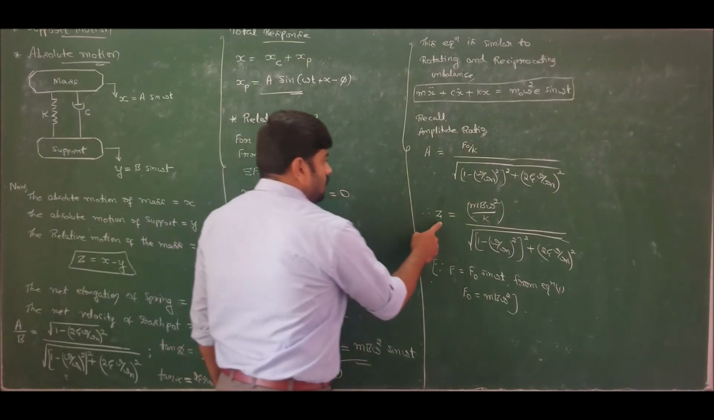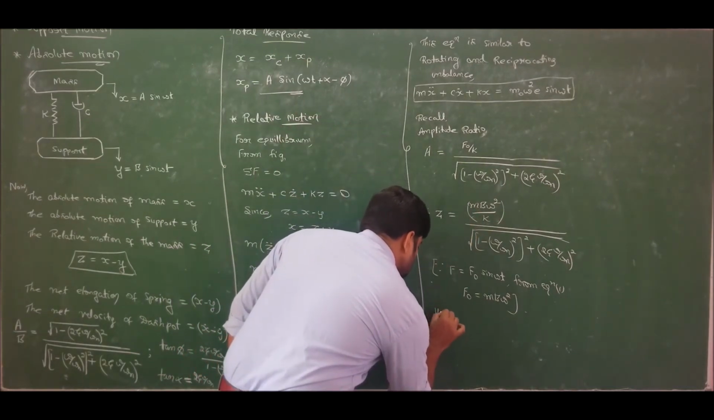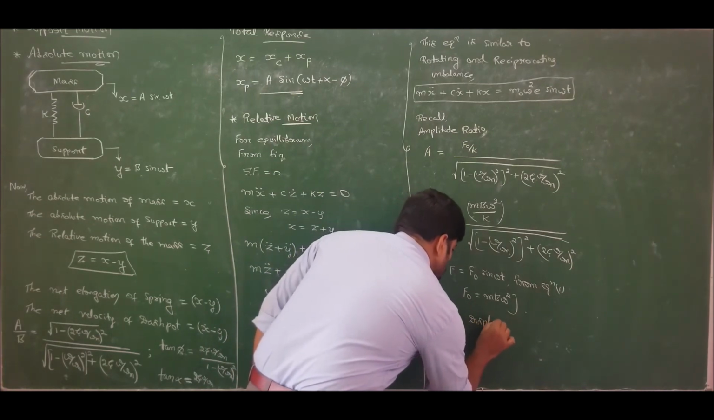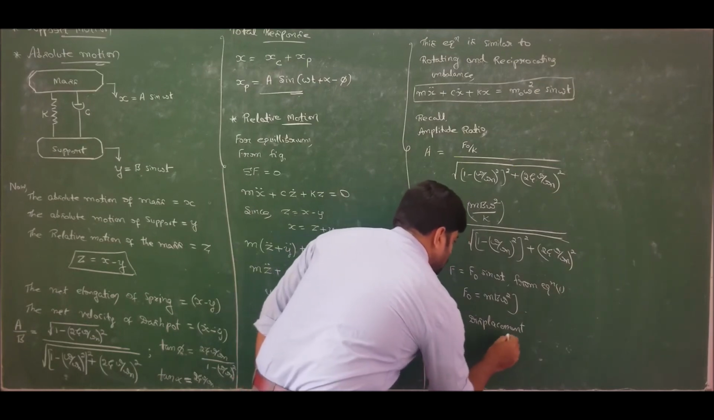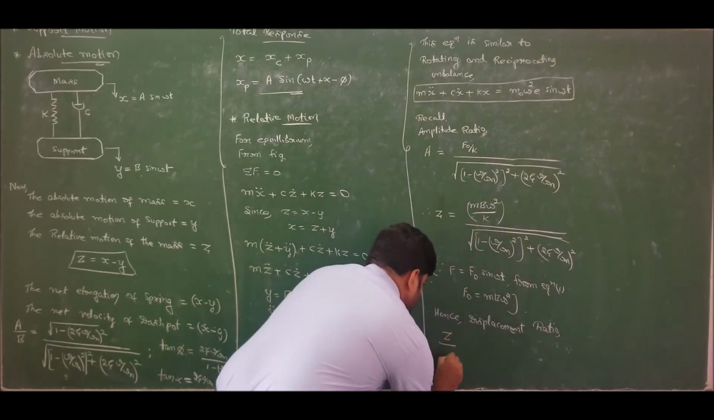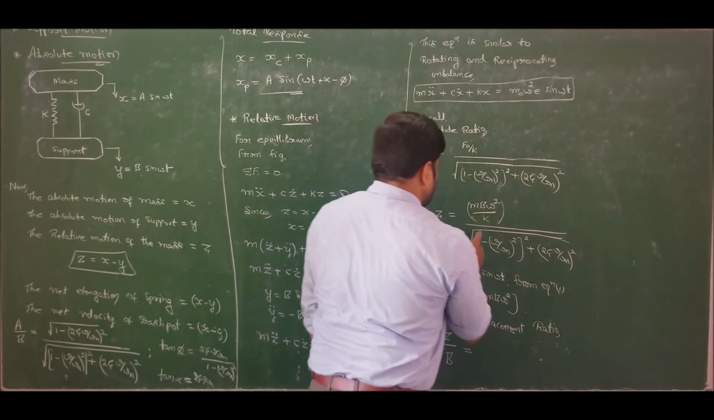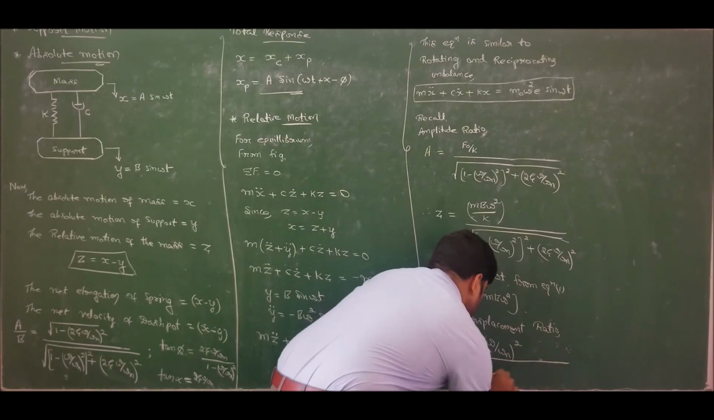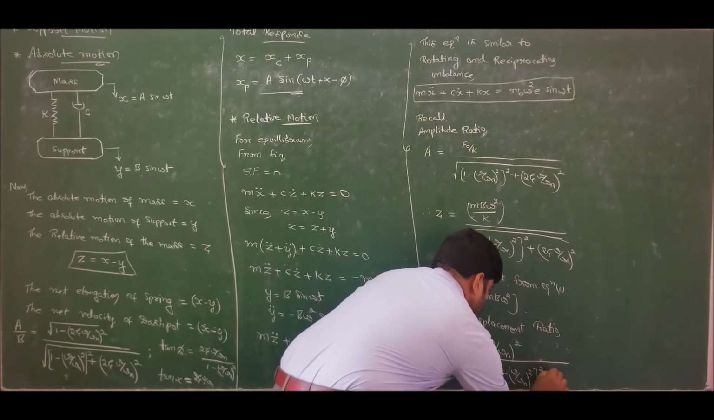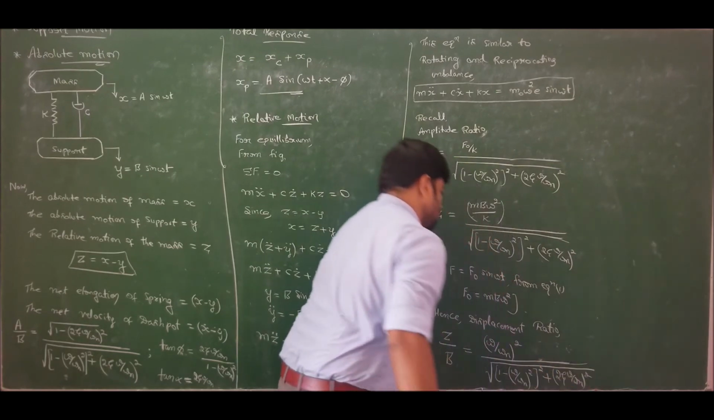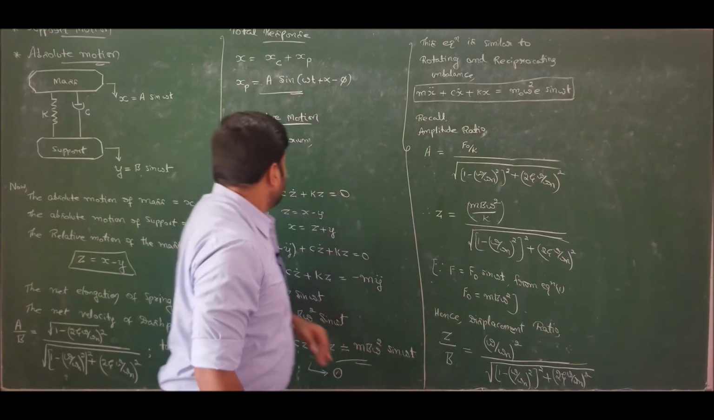Now making substitution and rearranging the terms, what is the value of amplitude ratio or displacement ratio? Hence the displacement ratio z by b is equal to, k by m can be written as omega n square, right? So therefore I can write this as (omega by omega n) whole square throughout divided by square root of (1 minus (omega by omega n) whole square) whole square plus (2 zeta omega by omega n) whole square. So this is the expression for displacement or amplitude ratio for relative motion.